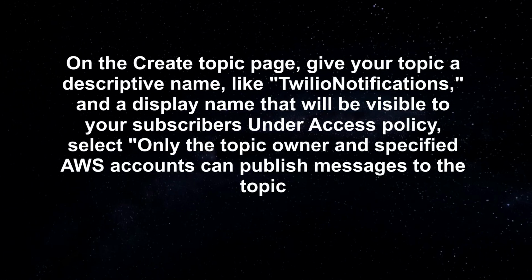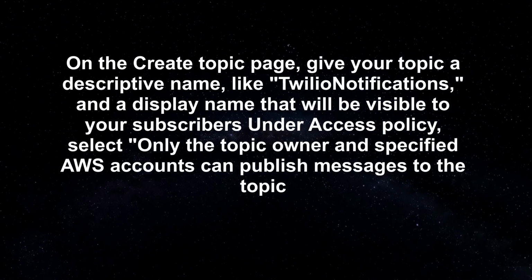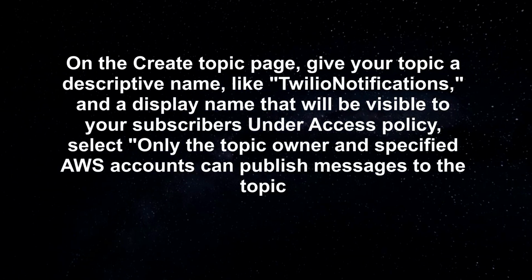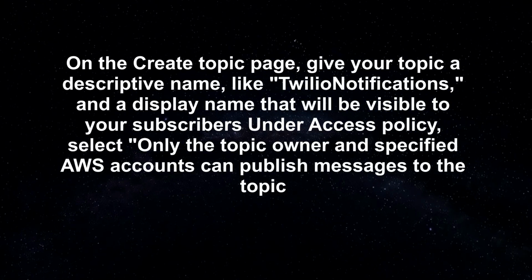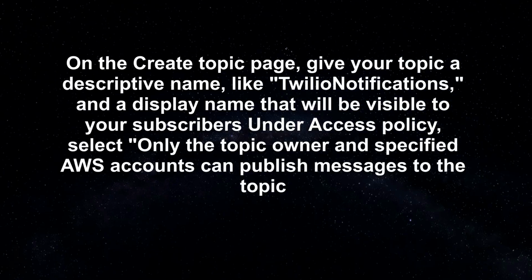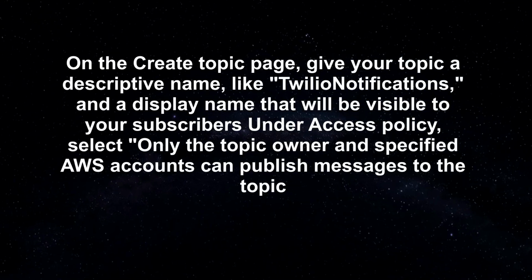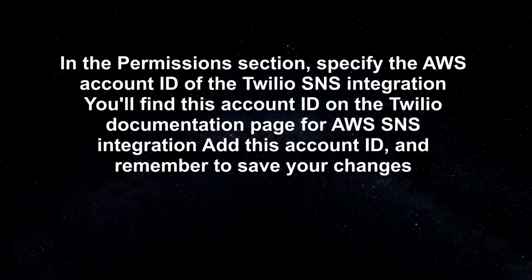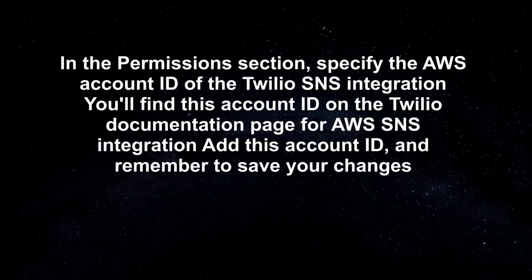On the Create Topic page, give your topic a descriptive name like Twilio Notifications and a display name that will be visible to your subscribers. Under Access Policy, select only the topic owner and specified AWS accounts can publish messages to the topic. In the Permissions section, specify the AWS account ID of the Twilio SNS integration.